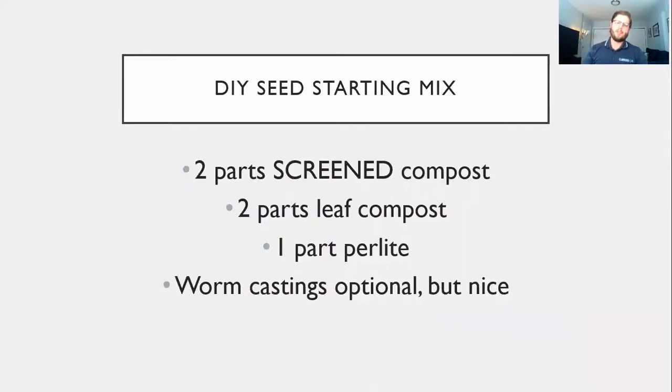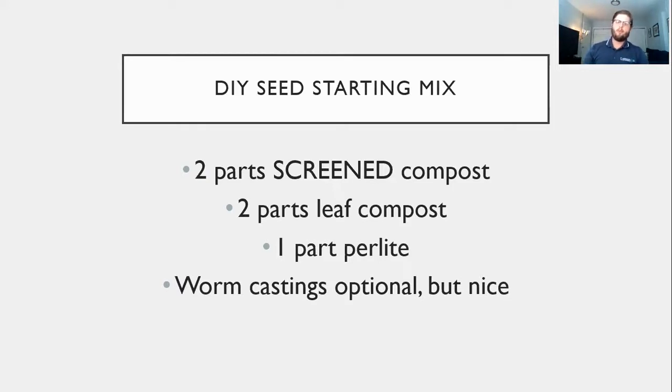If you do want to DIY your own seed starting mix, I would recommend using something like this. Two parts of screened compost, again, to remove a lot of those larger chunks, two parts of leaf compost, and one part of perlite. And this is, again, to get that fine sifted material with a bit of inorganic matter to help with drainage and allow those roots to get started.